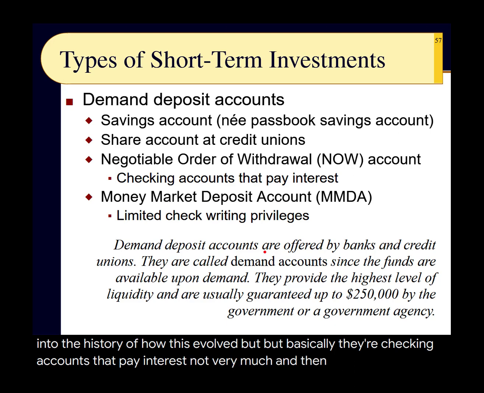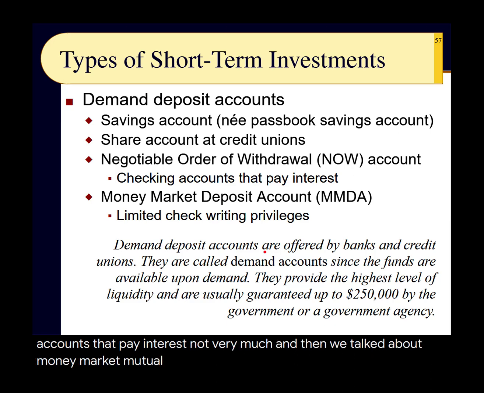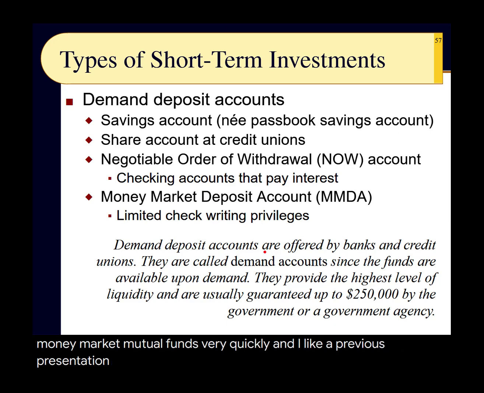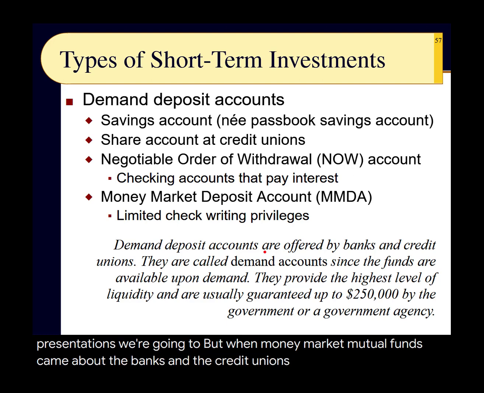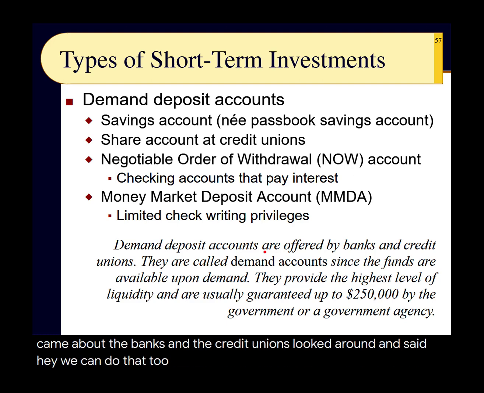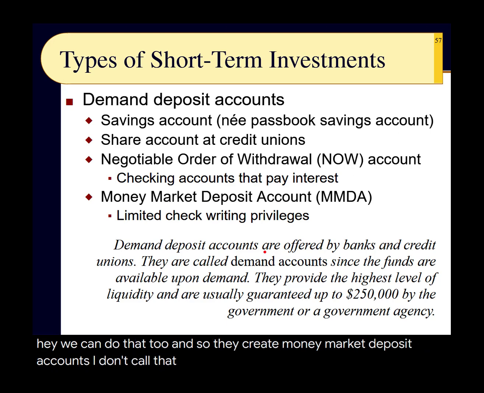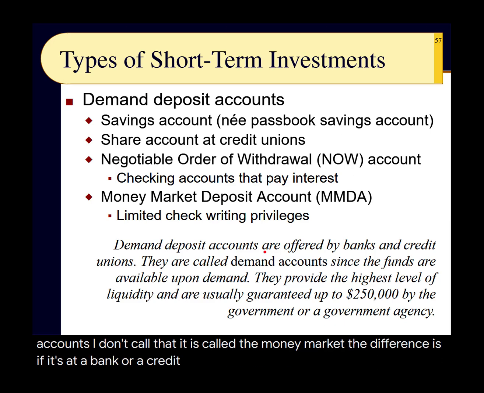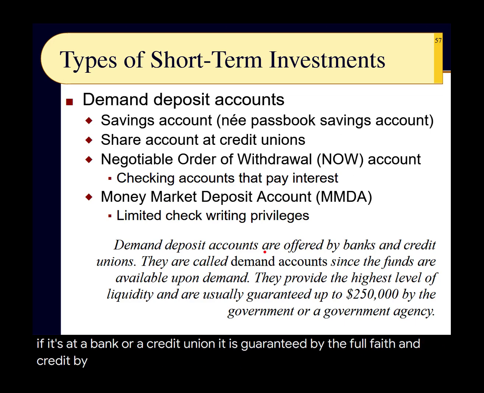And then we talked about money market mutual funds very quickly in our previous presentations. We're going to discuss them more in detail in this presentation. But when money market mutual funds came about, the banks and the credit unions looked around and said, hey, we can do that too. And so they create money market deposit accounts. They don't call it that. They just call it the money market. The difference is if it's at a bank or a credit union, it is guaranteed by the full faith and credit by the U.S. government.